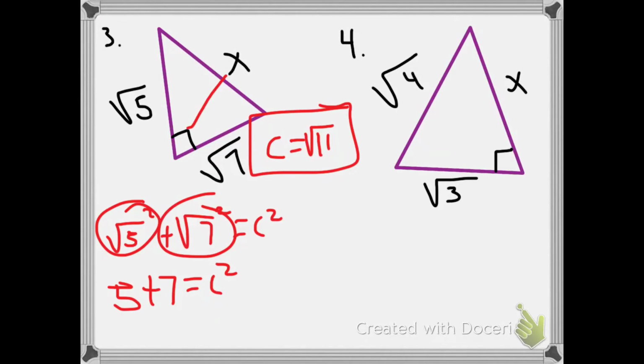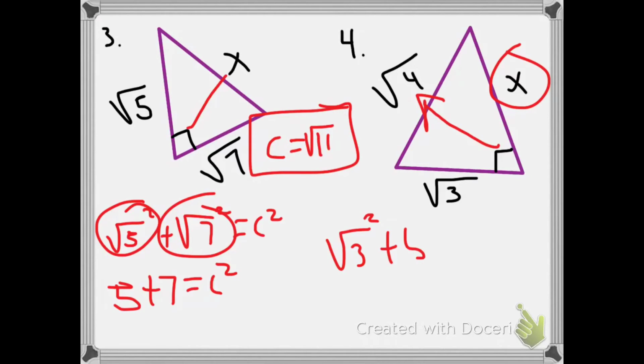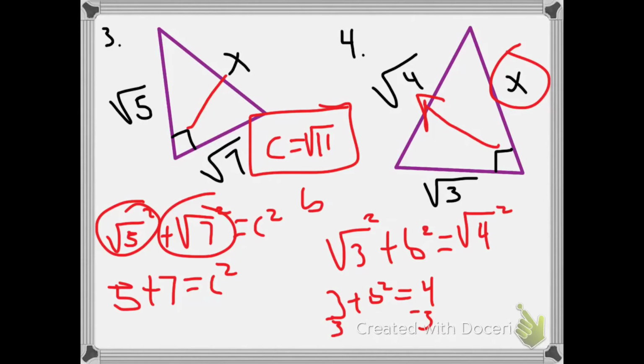For the next one, we know what our c is, but we don't know what this number is. So the square root of 3 squared plus b squared equals square root of 4 squared. So this becomes a 3 plus b squared equals 4. So you subtract 3 from both sides. So b squared equals 1. And the square root of 1 is just 1, so b equals 1.